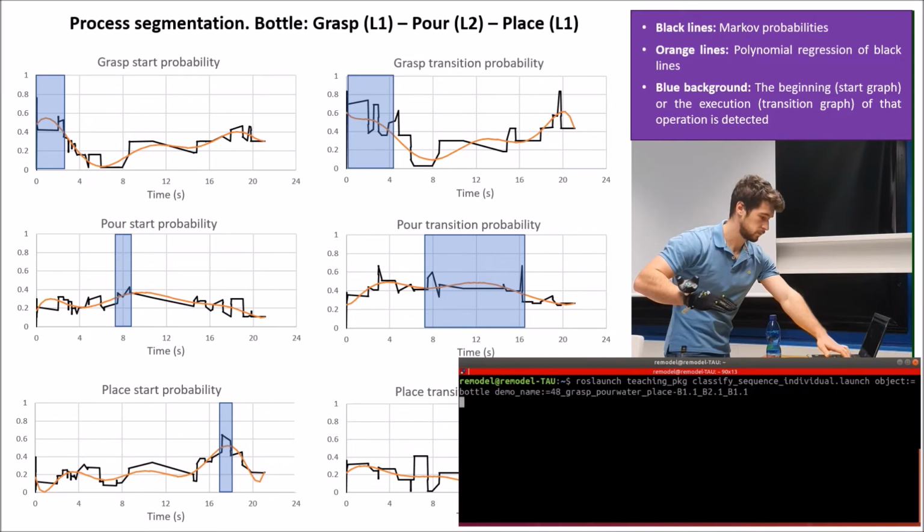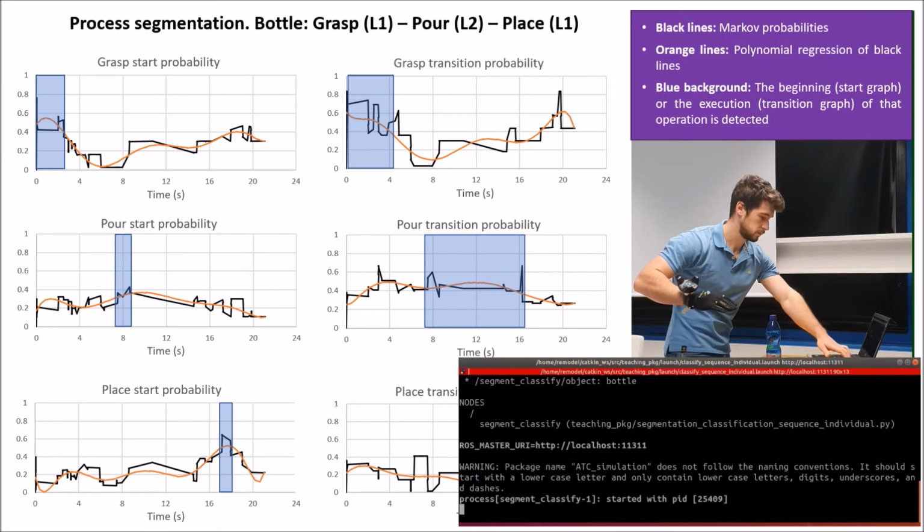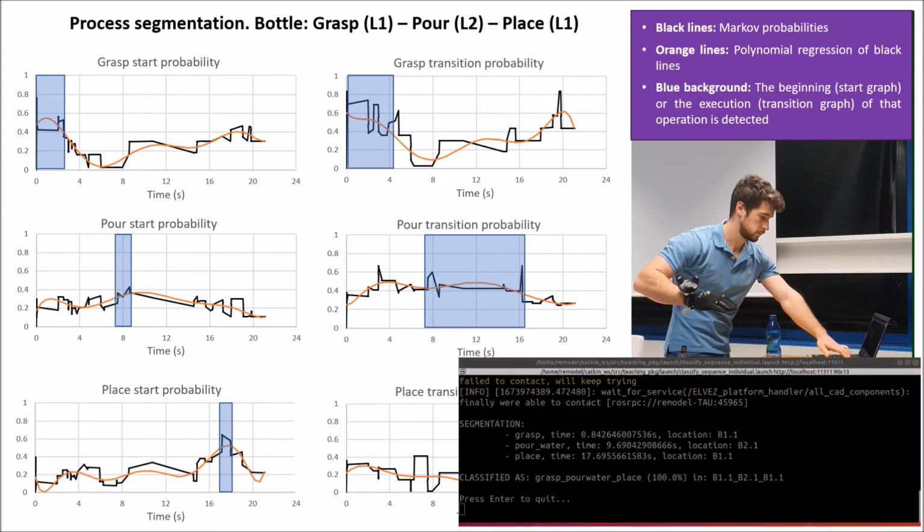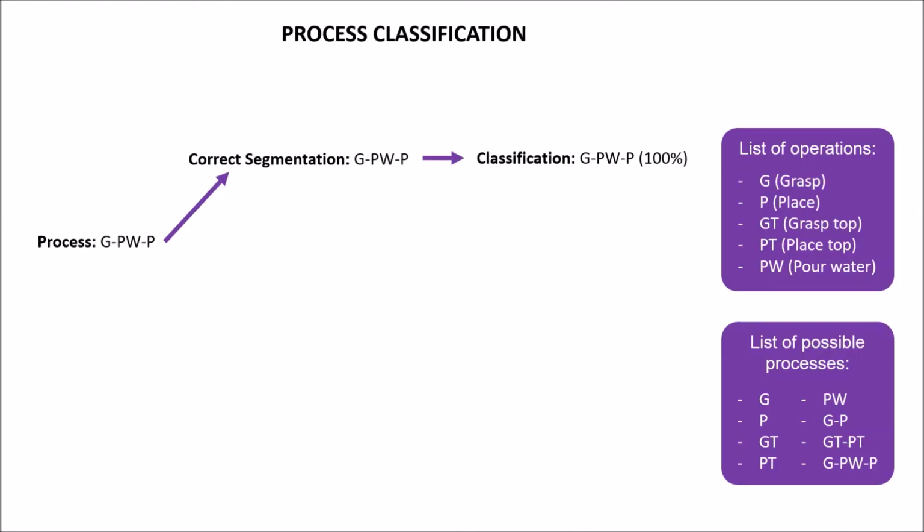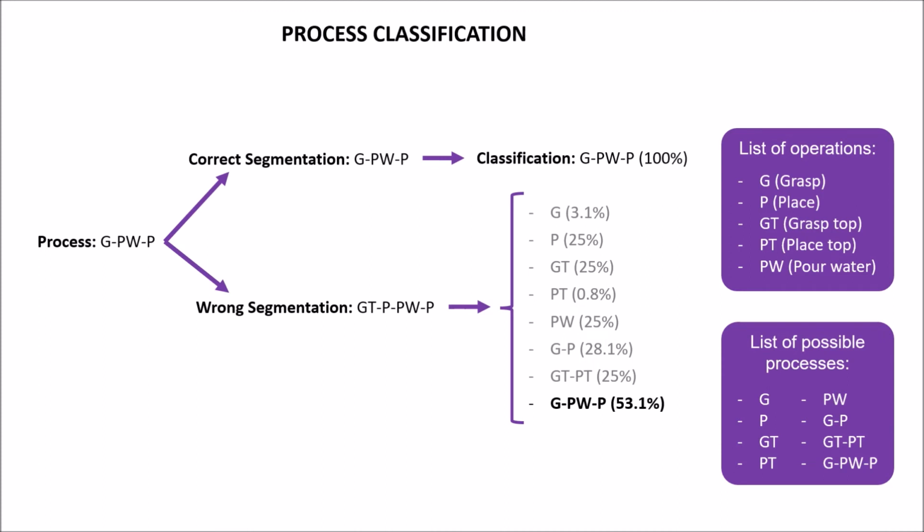Additionally, the system recognizes the location in which each operation is performed by checking the hand position at the time at which the operation is detected. In the previous demonstration, the segmentation of the process in operations is perfect. Therefore, the process classification is very easy. However, even with a wrong segmentation, the system can identify the process that better explains the observed sequence of operations, increasing the robustness considerably. This is done by comparing the segmentation with all the possible processes, selecting the one with the maximum likelihood.